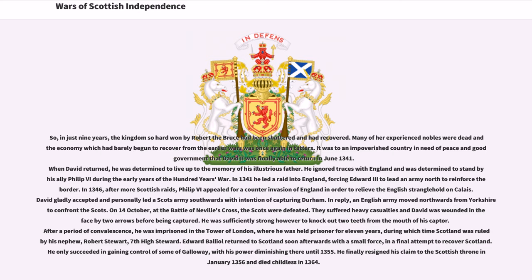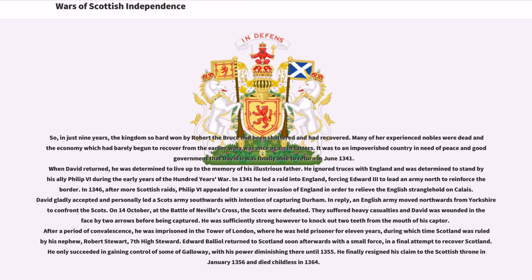He ignored truces with England and was determined to stand by his ally Philip VI during the early years of the Hundred Years' War. In 1341 he led a raid into England, forcing Edward III to lead an army north to reinforce the border. In 1346, after more Scottish raids, Philip VI appealed for a counter-invasion of England in order to relieve the English stranglehold on Calais. David gladly accepted and personally led a Scots army southwards with the intention of capturing Durham.